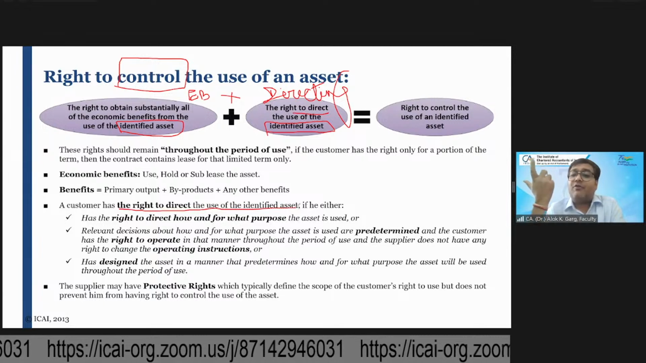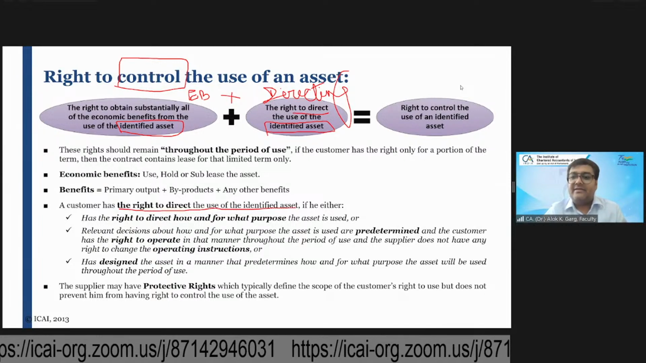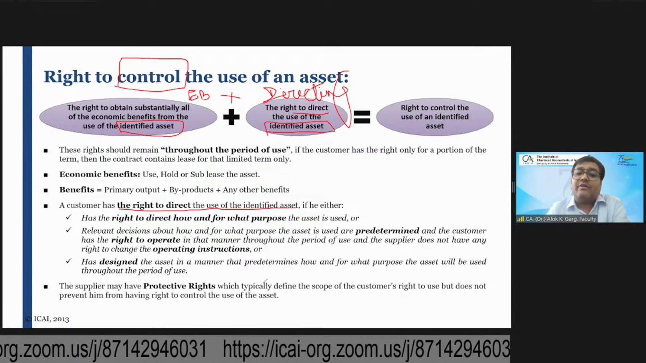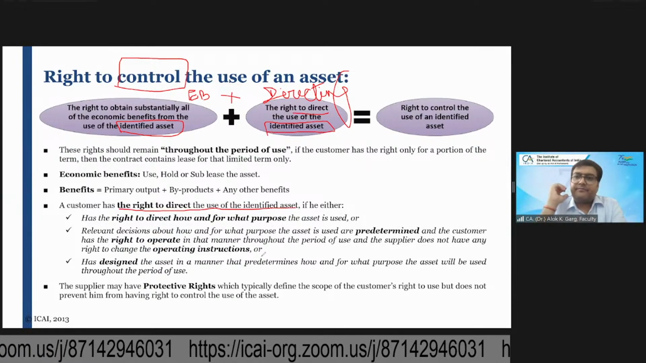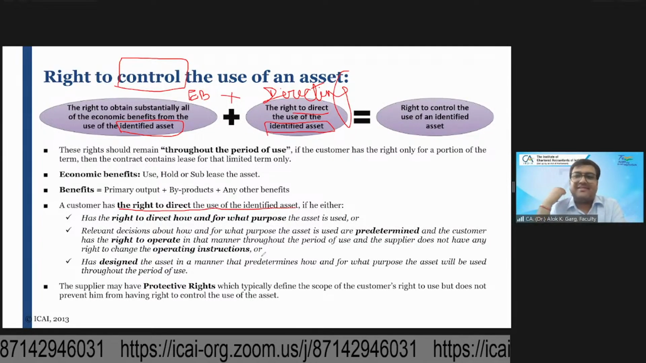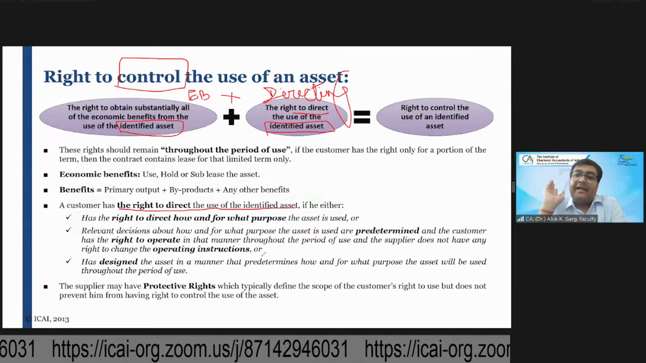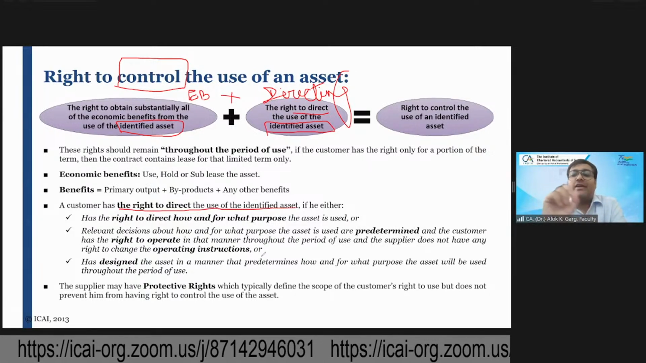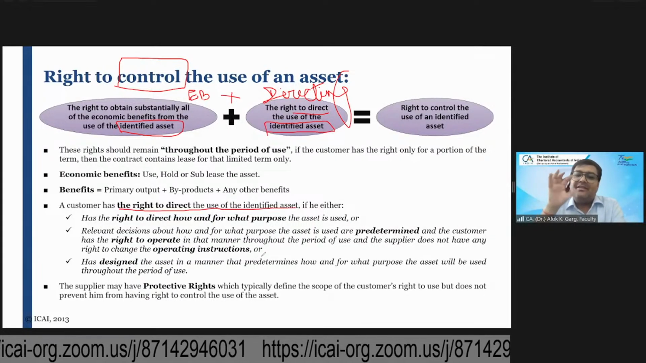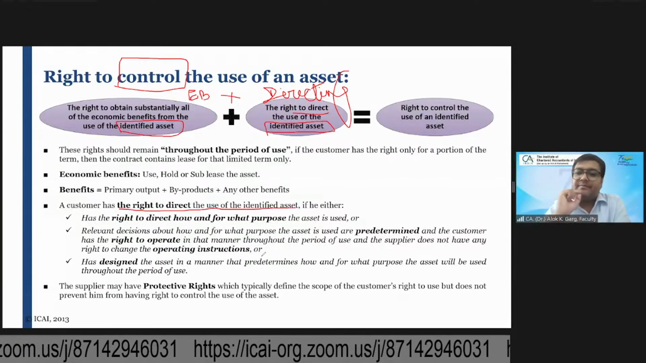Relevant decisions about how and for what purpose the asset is used are predetermined, and the lessee has the right to operate in that manner throughout the period of use, and the lessor does not have the right to change the operating instructions. At times, whenever you enter into a lease contract, the lessor gives you some terms and conditions. So it was decided at the beginning of the contract. After that, the lessor cannot interfere in the use of that asset. He cannot change it. He does not have a right to change the operating instructions. In that case, it will also be considered that the right to direct the use lies with the lessee, not the lessor. Is that clear?